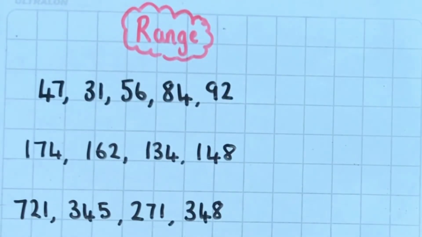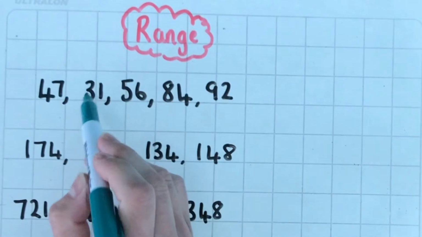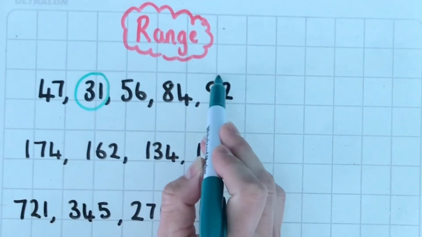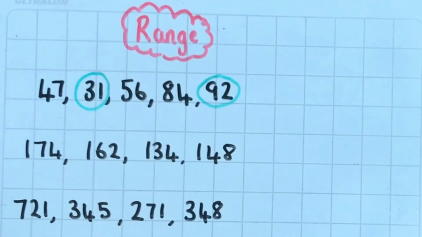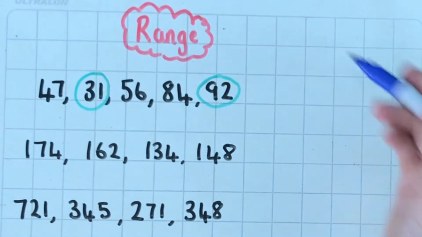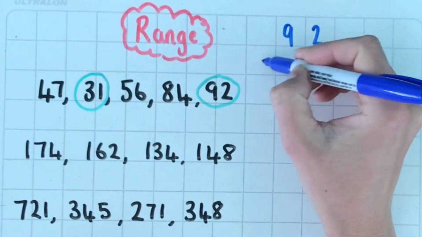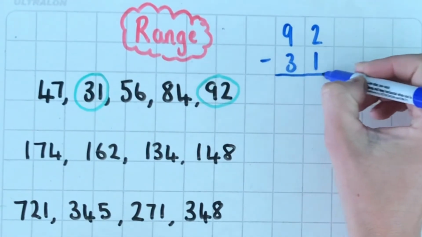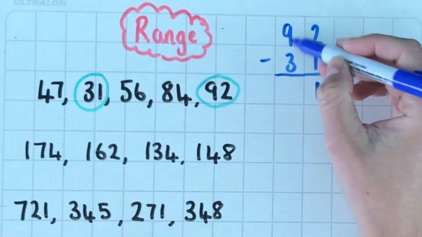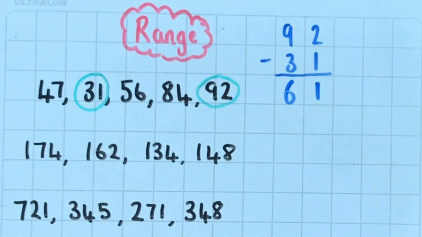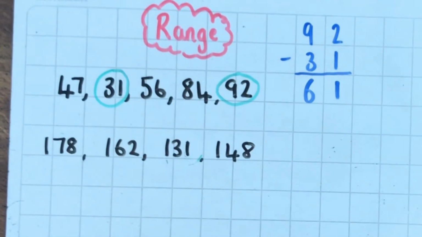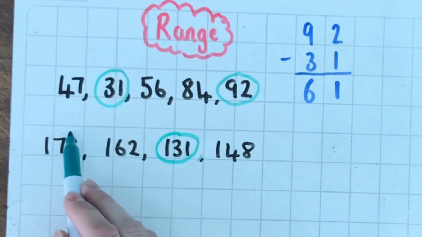Now the last 3 examples for the range, sometimes you'll have to use your formal method when it's bigger numbers that you're working with. So have a look here, your smallest number is 31, your largest number is 92. So again, some of you will be happy to do that in your head and some of you will need to use your formal method. Okay, so I'll show you the formal method. 92 take away 31. Okay, 2 take away 1 is 1. 9 take away 3 is 6. That gives you 61.